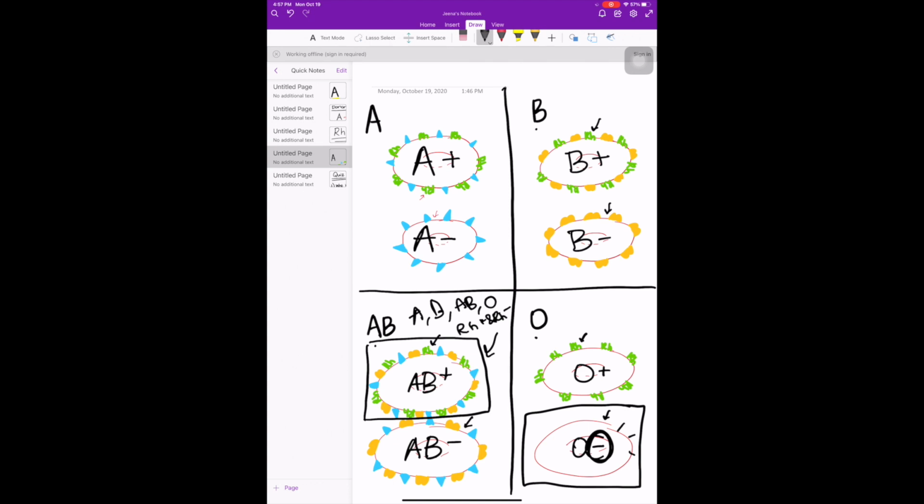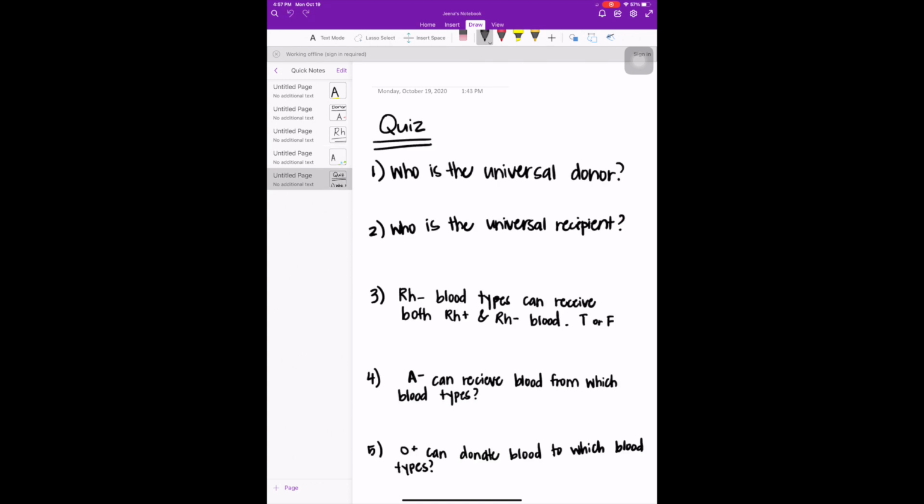Now, let's go on to the quiz. Who is the universal donor? I just covered that in the last slide. This is the one that can be given to all the blood types. So we said that is O negative. And then the universal recipient is AB positive because you can receive all the blood types plus all the Rh sensitivities.